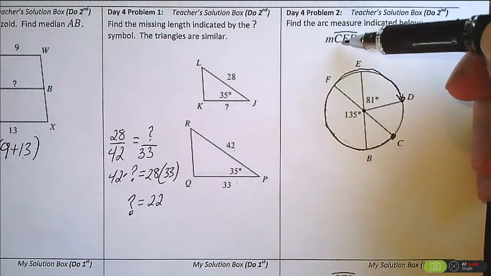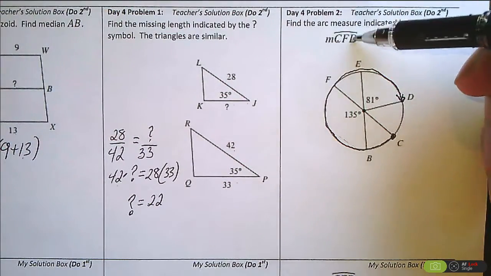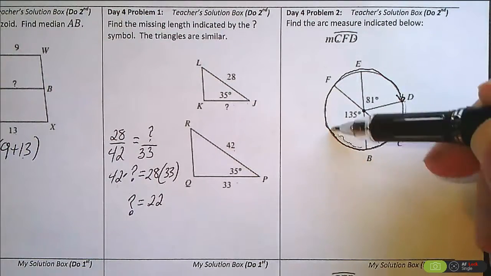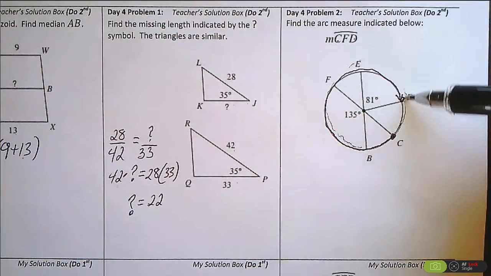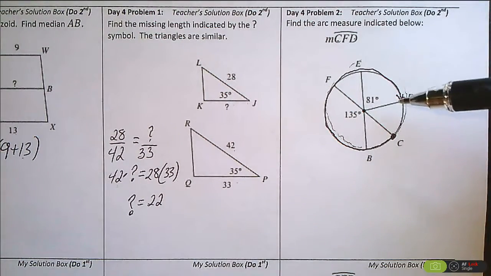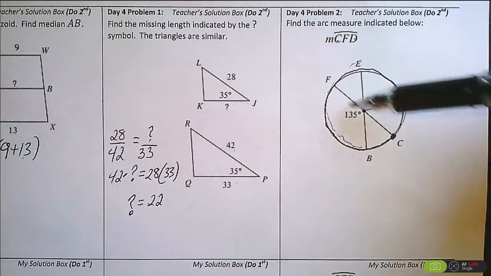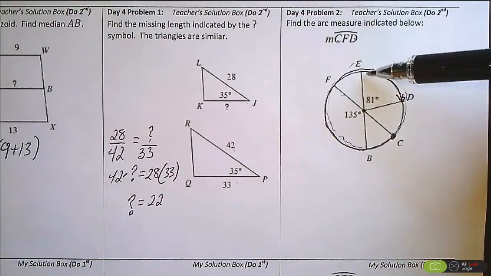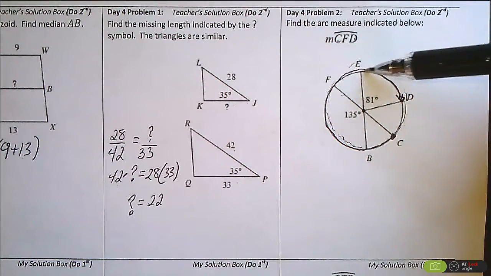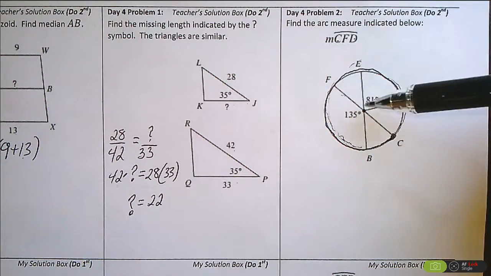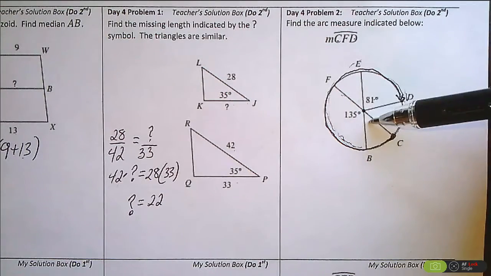If there had been only 2 letters of the alphabet like arc CD, then that would have been this much smaller arc from C right to D. But arc CFD is more than 180 degrees to get to point D. We want to find the measure of that arc. So looking at the angles that are given to us in the circle already, this one here is 135, so from B to F is 135. From E to D, this arc here is 81 degrees. But if we want to get from C all the way to D, we need to know these missing pieces.